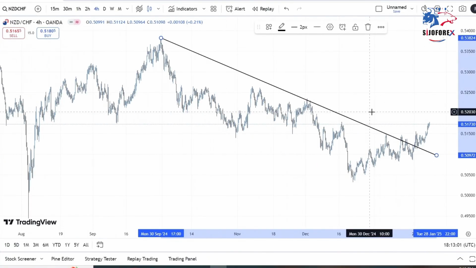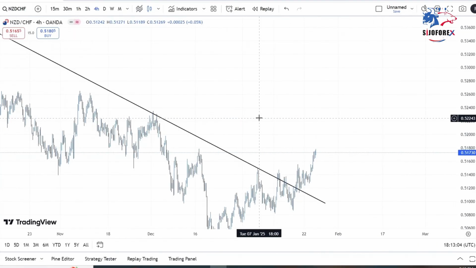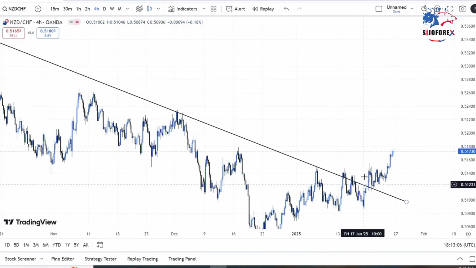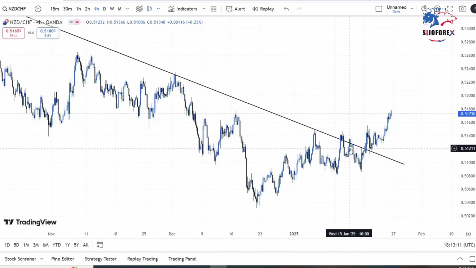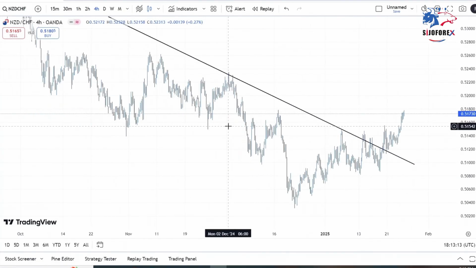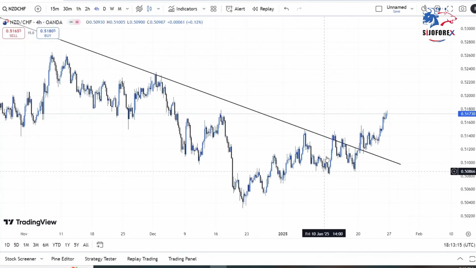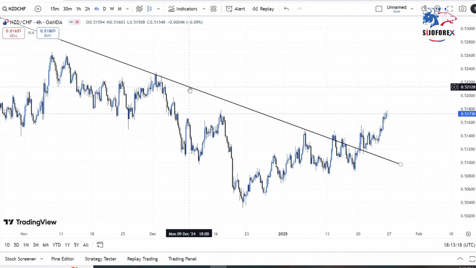This is it. It's a very accurate trend line. As you can see, the trend line is broken on NZD/CHF. So this trend line has been broken. So you need this to draw your trend line.